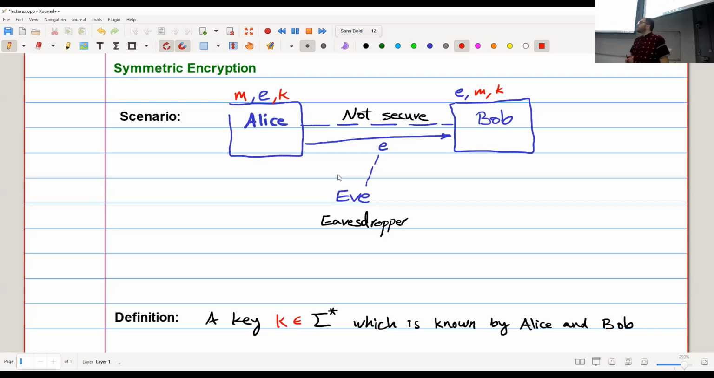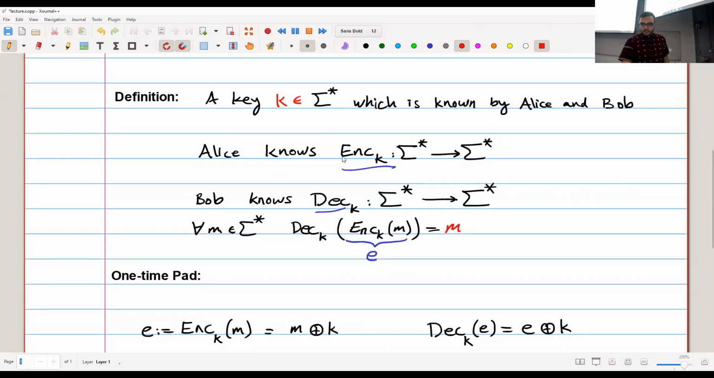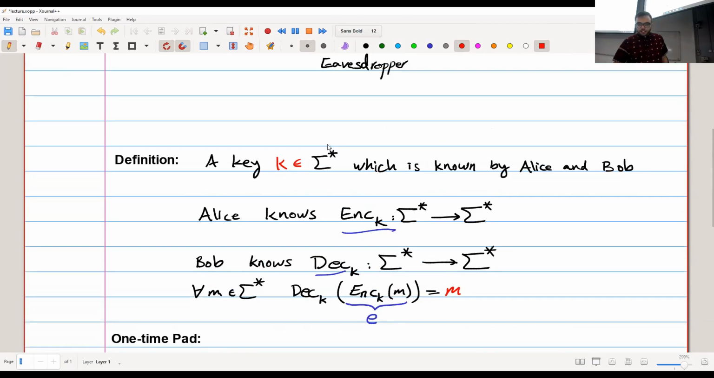Or another way of saying this is that if I have two different messages, let's say M and M prime, and I send one of them using this encryption scheme, there should be no way for Eve to distinguish between the two messages. For any two messages, they should be indistinguishable from the point of view of Eve. So in my definition, I want to now add a security property.